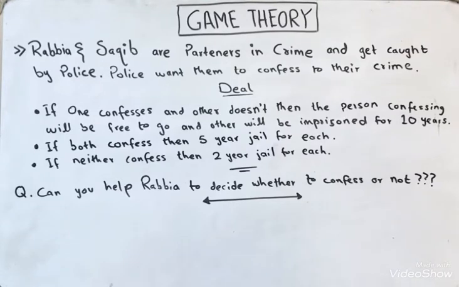So I want you to pause the video right now and just do your mathematics, or whatever you want to do, in order to help either of them. For example, I've just stated here Rabia. Can you help Rabia decide whether to confess or not? You can suggest a way, whatever way you want to work the problem, but this is how game theory actually works.